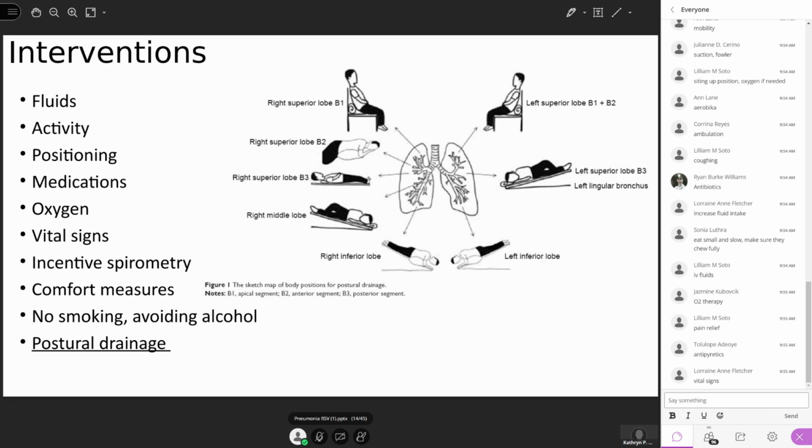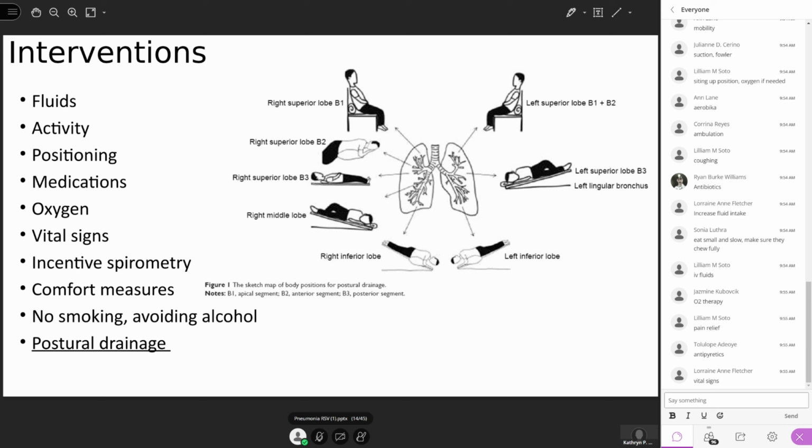So fluids, we've talked about IV and PO. Activity: walking, ambulation, changing the patient's position, medications, oxygen. Again, it's a provider's order. We need to collaborate with the provider about what the patient may need, whether they're improving, and whether we can decrease it. All of those vital signs are so important, as are incentive spirometry and bubbles.